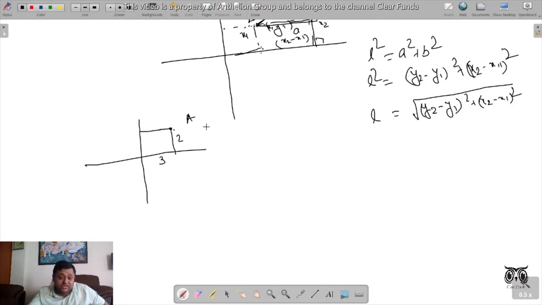So of course this is 3 units means first will come the x value, then will come the y value. So 3 comma 2. Distance from the y axis along the x is 3, that will come first. Distance from the x axis along the y will come 2, so it will be 2.